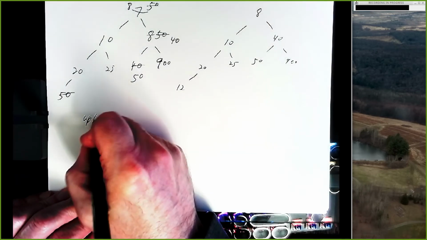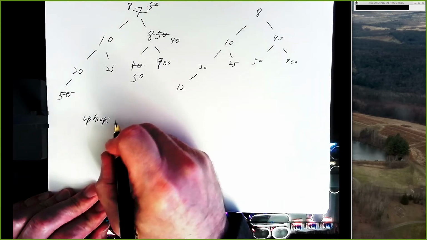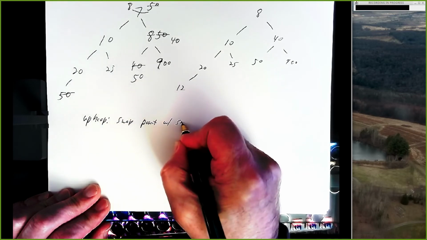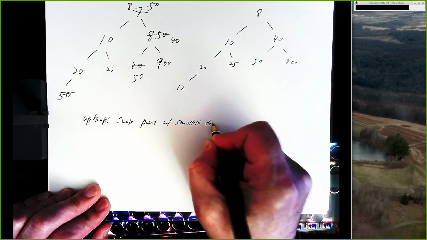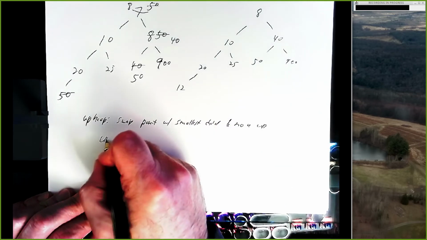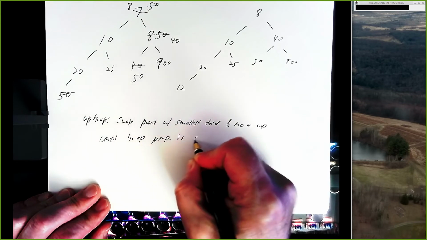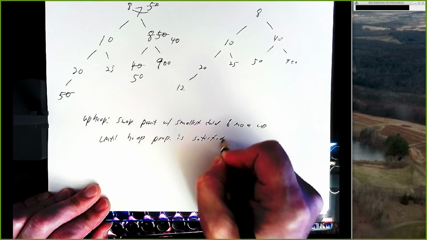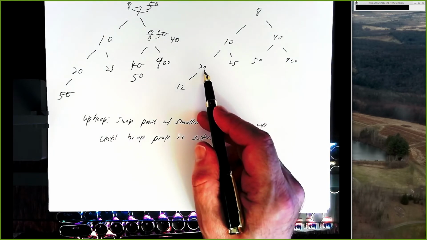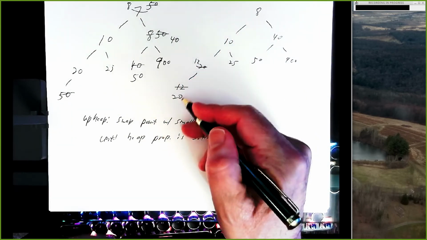So upheap: swap parent with smallest child, and move up until the heap property is satisfied. All right, so compare the 12 to the 20. 20 violates the heap property. It's not smaller than both children. Swap with the smallest child. There's the 12. There's our 20.